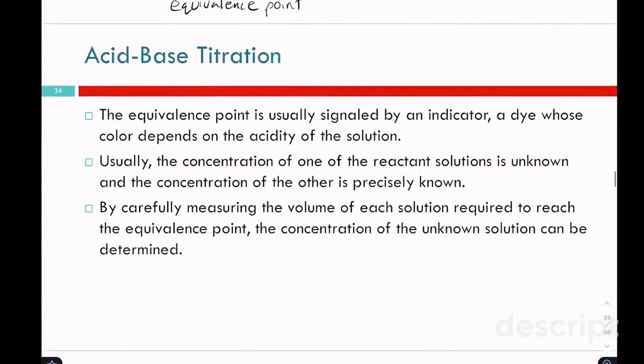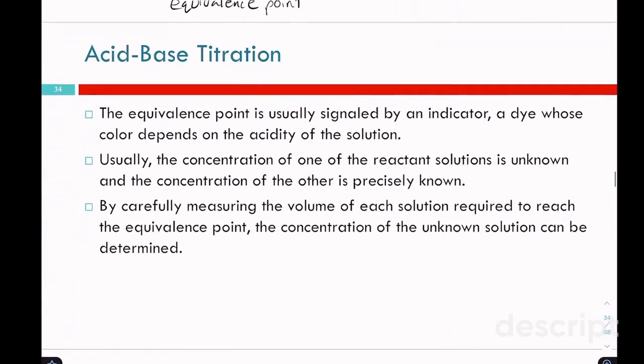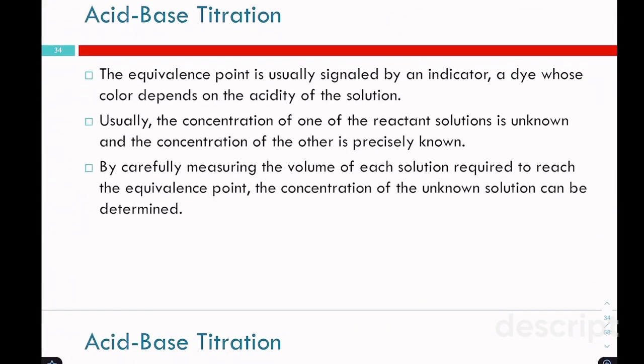We'll do some examples. The equivalence point is usually found with an indicator. An indicator is a dye whose color depends on the acidity of the solution. Usually the concentration of one of the reactants is unknown and the concentration of the other is precisely known. So for our reaction on Wednesday, you'll know the concentration of the sodium hydroxide exactly, or it might be potassium hydroxide. And you won't know the concentration of the vinegar that we're going to be testing.